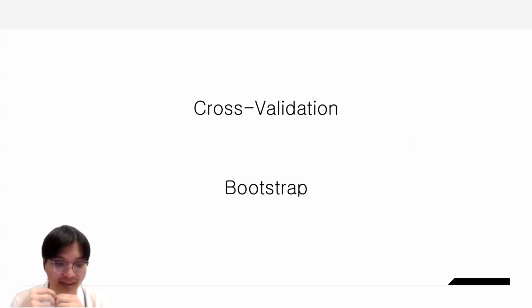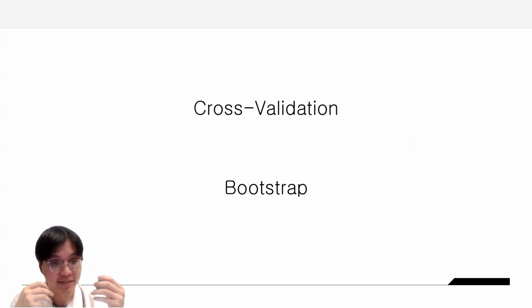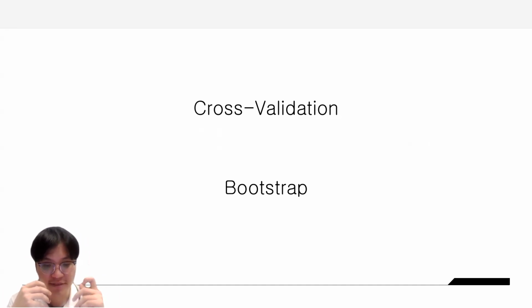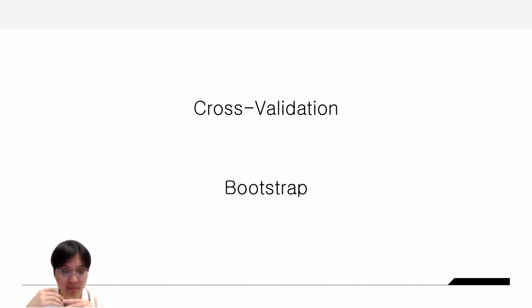I will talk about two common resampling methods. One is cross-validation, and the other one is Bootstrap. Cross-validation is a resampling method for model assessment and model selection, and Bootstrap is for measuring the accuracy of parameter estimates. I will explain more details later.